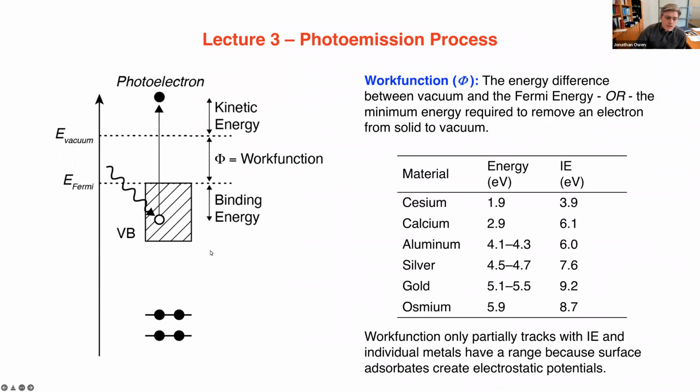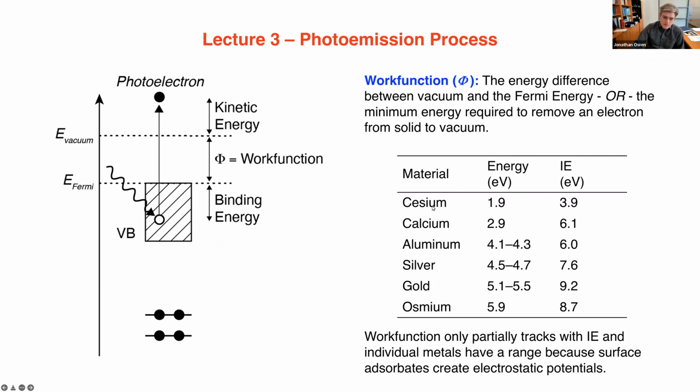So it turns out, depending upon the material, you can get different work functions here. Okay, so work function again is the difference between the vacuum level here and the Fermi energy. And that's the minimum energy required to remove an electron from the solid.